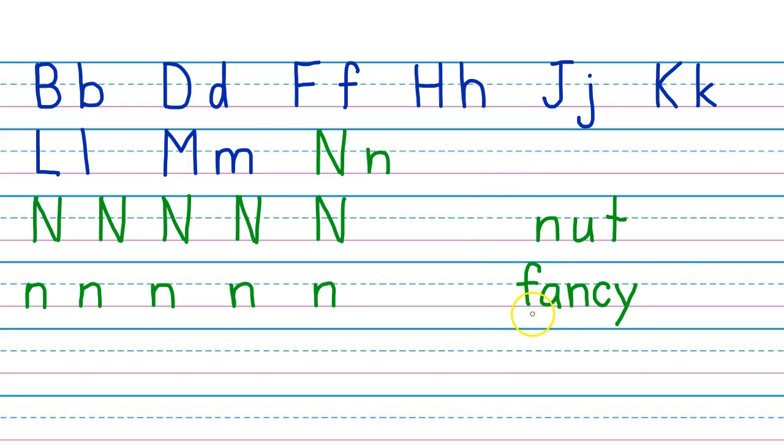The N can also say N at the end of a word, like in barn. To spell barn, we'll start with the B sound. The B that says B, you know that one. Then we've got the R-controlled vowel sound, R, that's spelled A-R. And finally, we have the N that says N. Say it together fast, barn.